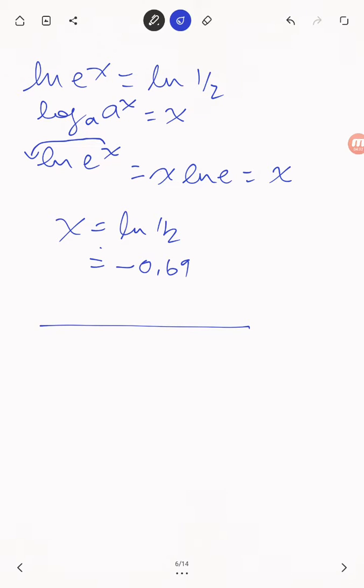Now I do my first derivative test, and I evaluate negative 1, which is in the interval less than negative 0.69. You can just put it in your calculator.